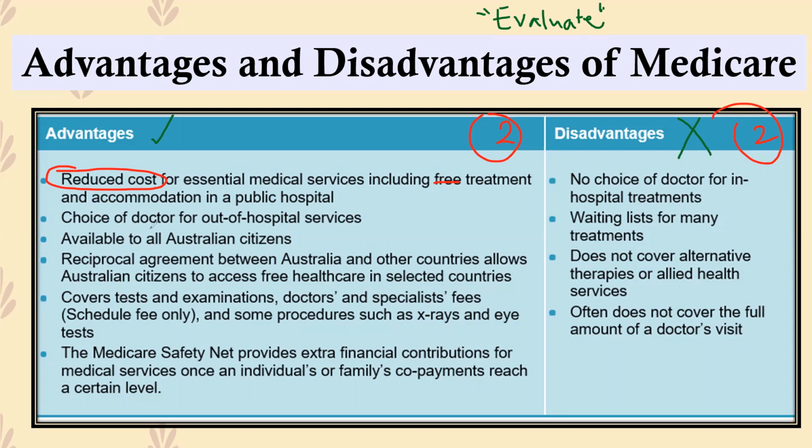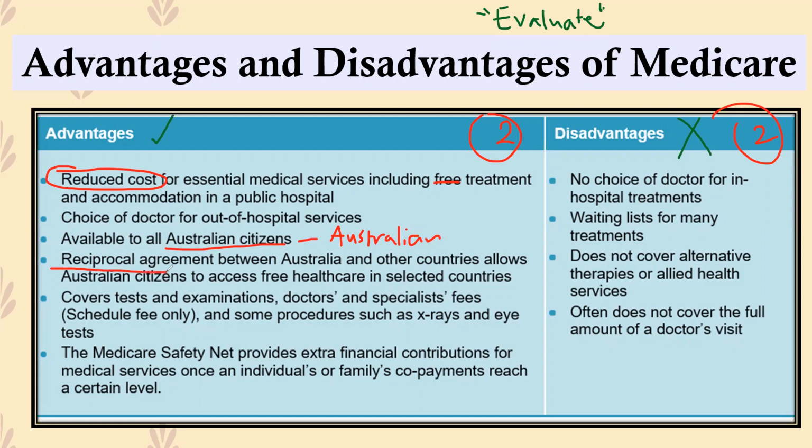One of the other advantages is that you do have a choice of doctor for out-of-hospital services, but not always, okay? So for example, if you're giving birth and you want a female doctor to look into that, it's kind of hard to request that if you're in a public hospital, okay? Whereas if you're in a private hospital, it's a little bit easier. So it really depends. It's available to all Australian citizens and permanent residents. So again, it's one of the benefits of being an Australian, something that we can be proud of, something that is given to us, okay?